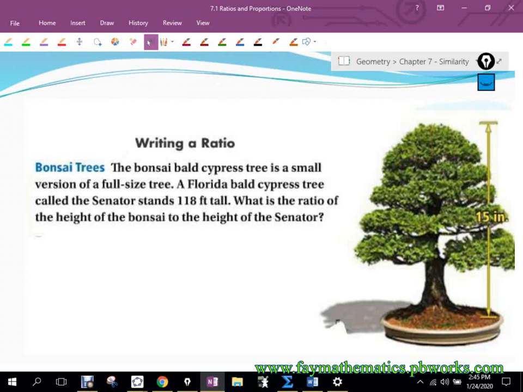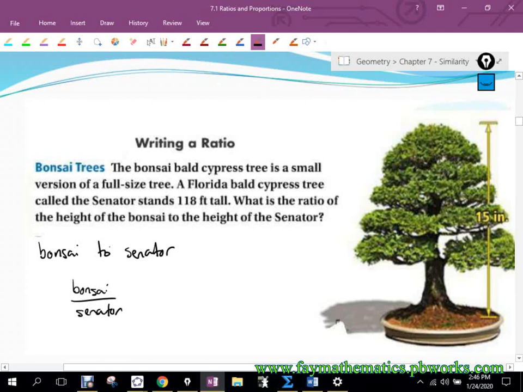All right. So when I read this, it says, what is the ratio of the height of the bonsai to the senator, which is the tree that's out in nature? I need to make sure that I understand and I read this correctly. It says bonsai to senator. So when I write a ratio here in a little bit, I need to make sure that I write the correct fraction. Does that make sense? The right comparison. Bonsai to senator. Okay? If you write senator to bonsai, you got the right idea. You're using the right comparison of values just in the wrong order. Okay? So that's one error that people make.